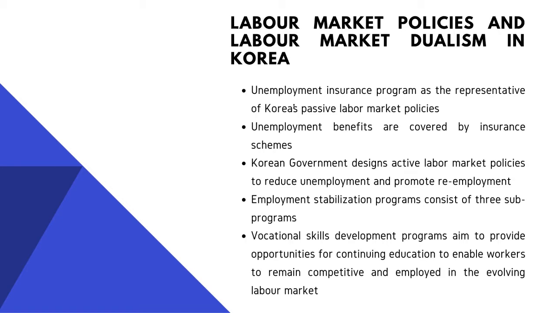Among Korea's passive labor market policies, a form of social safety net supporting unemployed workers in their job search, the most representative is the Employment Insurance Program, which is integrated with active labor policies under the country's Employment Insurance System, or EIS, in place since 1995, which includes employment promotion policies and job training programs, as well as unemployment allowances. Unemployment benefits are covered by insurance schemes for which the premium is jointly paid by workers and employers.